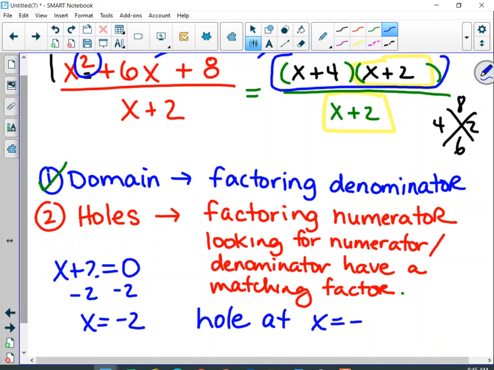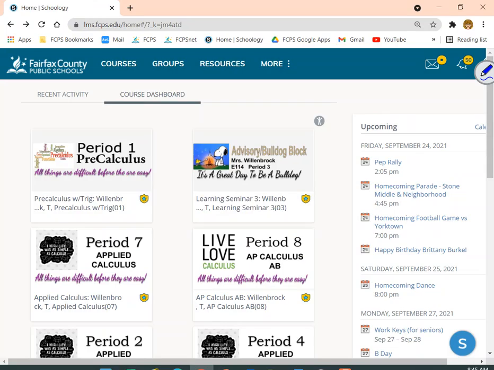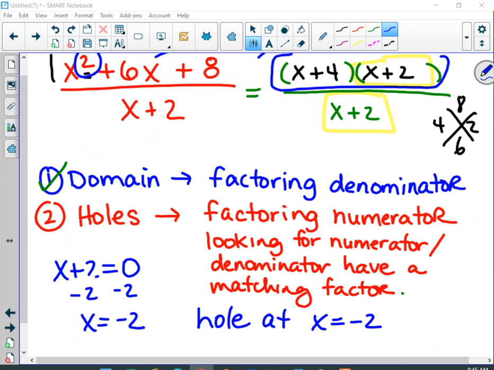That means I know there's going to be a hole in this function at x equals negative 2. Okay, let me show you something here. Let me grab this for a second. Come back over here for me while you're looking at that. Desmos.